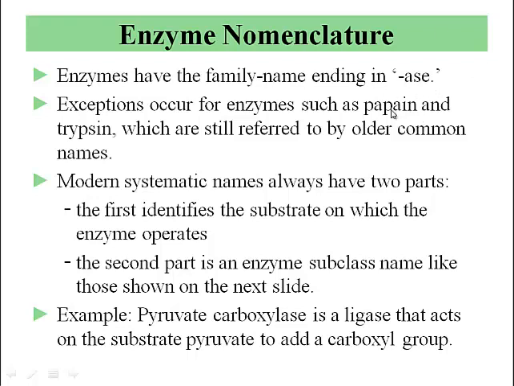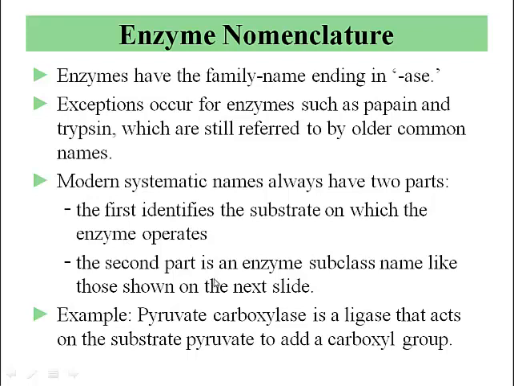A lot of these were the protease enzymes that mediate the breakdown of proteins, especially within the digestive system. These are things like papain and trypsin, which are referred to by their older common names. Our modern systematic names always have two parts. The first part identifies the substrate on which the enzyme operates. So we try to name the enzyme for its activity.